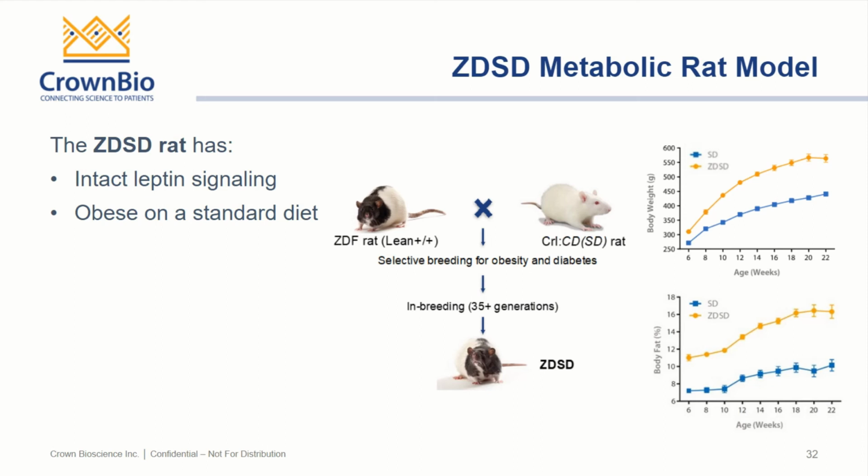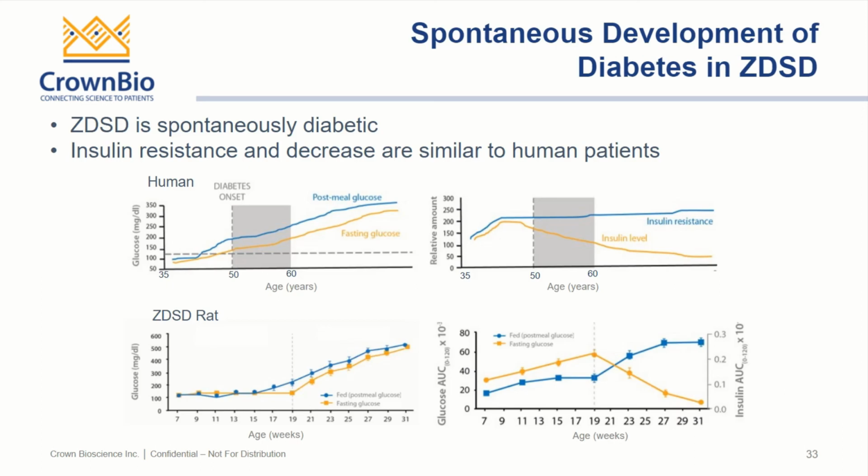The ZDSD rat is a valuable model for studying type 2 diabetes with similar development to what is seen in human age-related onset of diabetes. This includes a period of hyperglycemia paired with compensatory hyperinsulinemia. The prediabetic state lasts from 8 to 16 weeks of age. Then there's a period of insulin resistance followed by insulin decline, resembling the overt diabetic state. Finally, there is beta cell failure accompanied by overt complications, including fatty liver and hypertension.